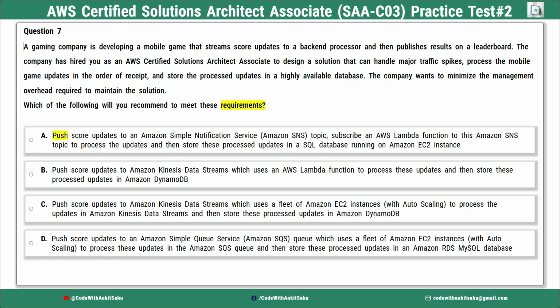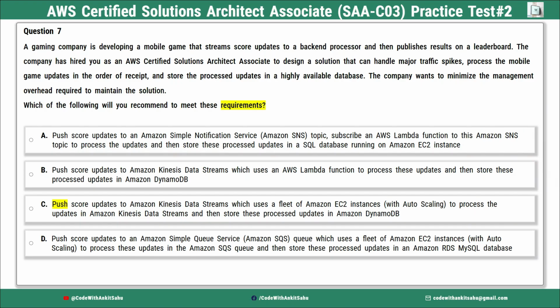Option A. Push score updates to an Amazon Simple Notification Service, Amazon SNS, topic. Subscribe an AWS Lambda function to this Amazon SNS topic to process the updates and then store these processed updates in a SQL database running on Amazon EC2 instance. Option B. Push score updates to Amazon Kinesis data streams, which uses an AWS Lambda function to process these updates and then store these processed updates in Amazon DynamoDB.